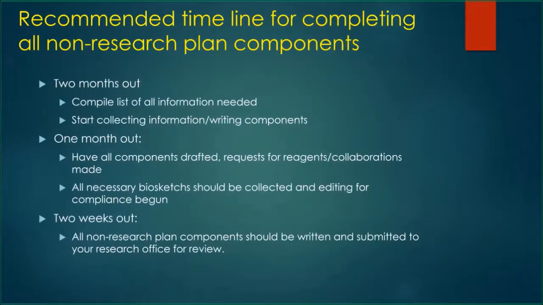So some recommendations that I give to people is that 2 months out from your application being due, if at all possible, you want to work with your research office and your institutional grants administrator, and you want to compile a list of all information needed. And that will require close reading of the grant application guidelines. Now, how hard that'll be will depend. Sometimes the grant application guidelines will be a paragraph, and other times they'll be like 150 pages, like the NIH rules for grant applications.